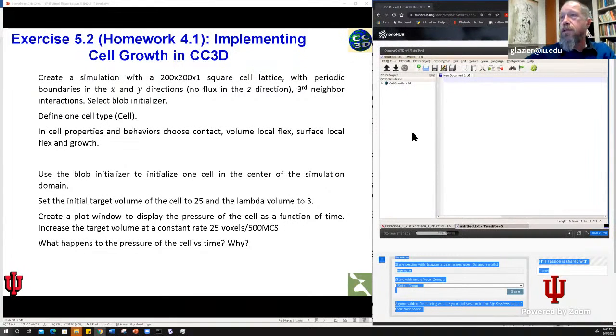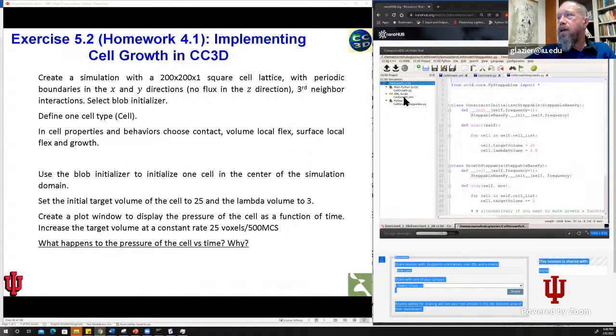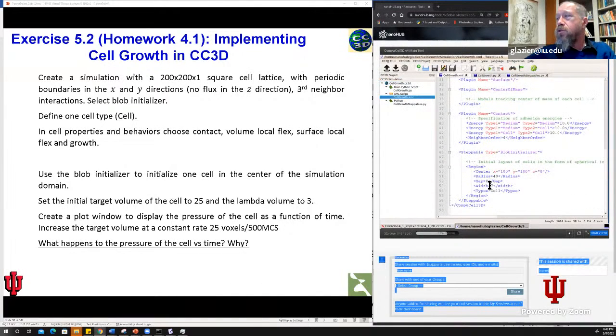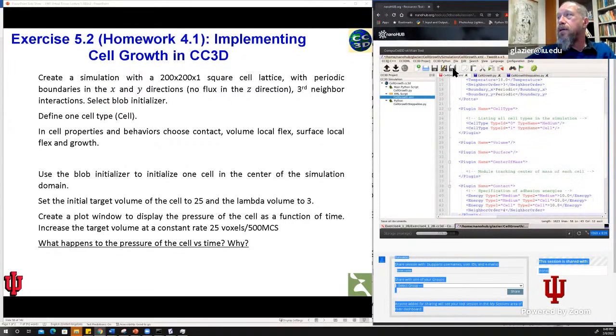Create the simulation. I said we want a single cell. So I have to go to the XML and change the blob initializer so that the radius of my blob is small compared to the cell size. I make my radius something like 5, maybe 4. Otherwise, I don't need to change anything there.